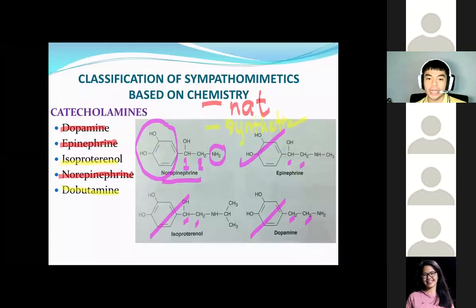So our body cannot produce them. But structure-wise, they are catecholamines. Okay? So yan ang mga catecholamines. Can we proceed to non-catecholamines?